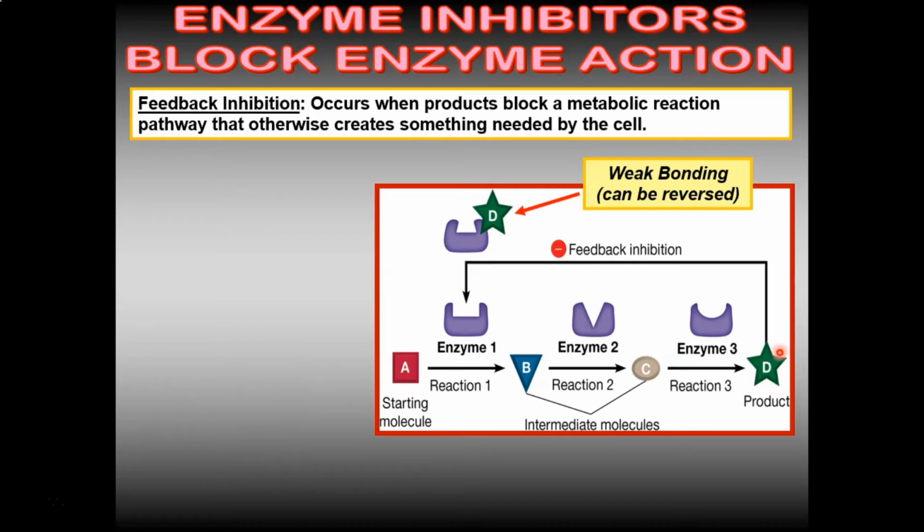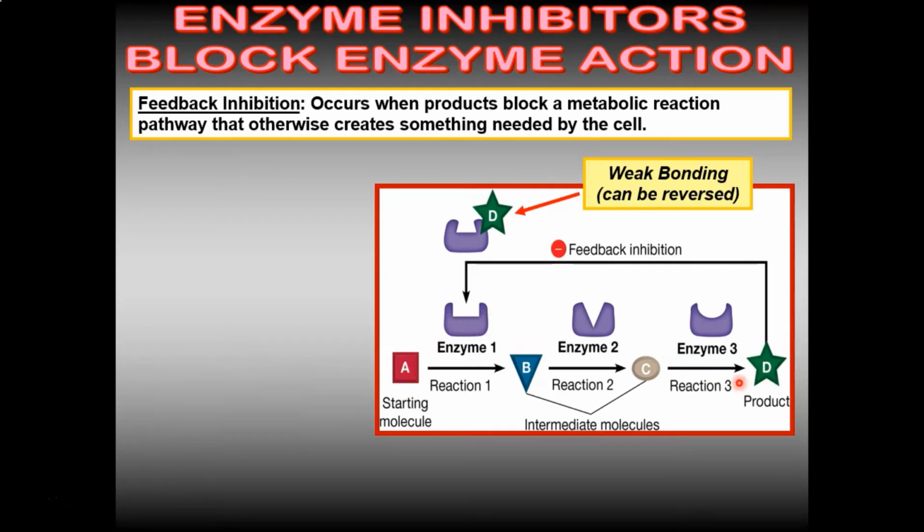But what if we have a ton of D, right? What if we don't need this green star anymore? Well, what can happen is, you can actually use D to inhibit enzyme 1. So now even if you have a whole bunch, maybe from your environment or your food or something, of the starting molecule, if you inhibit this enzyme, you just shut this down.